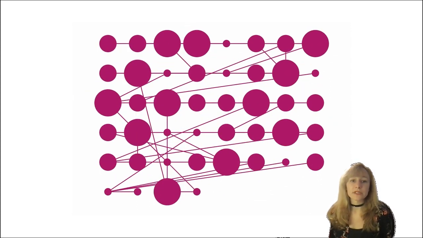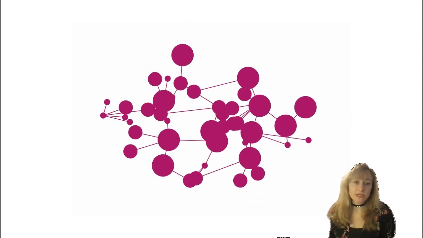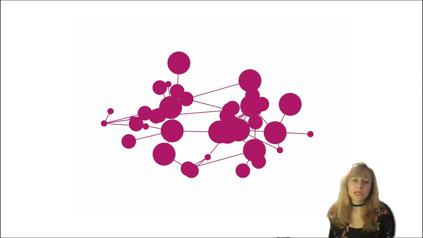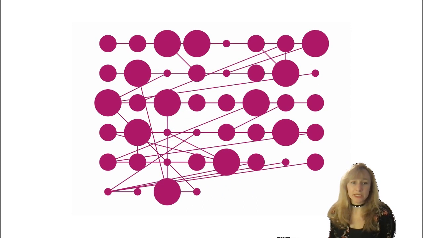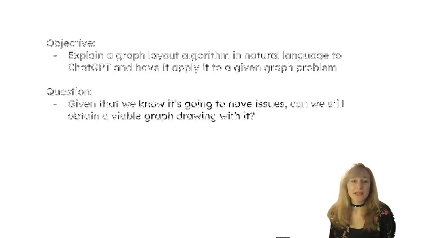And there are many of these that optimize for different things in a graph. Some are for large graphs, some for graphs with certain features, and so on. You need a graph layout algorithm to draw a graph in a proper way so that it's easy to read. Or, as ChatGPT likes to put it, nodes and edges flow, graph layout algorithms show, structure in chaos.